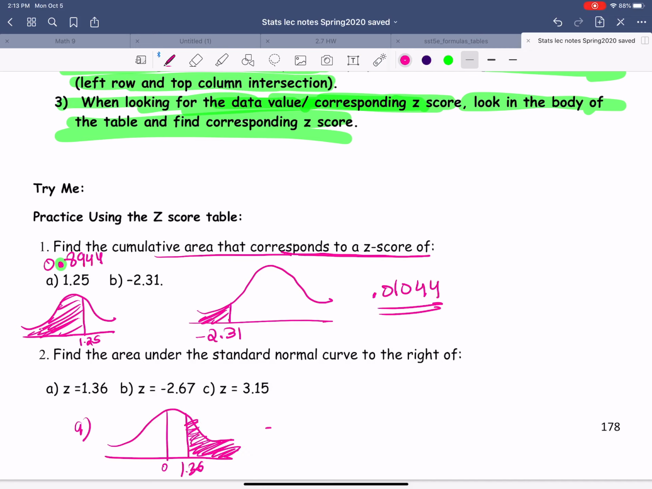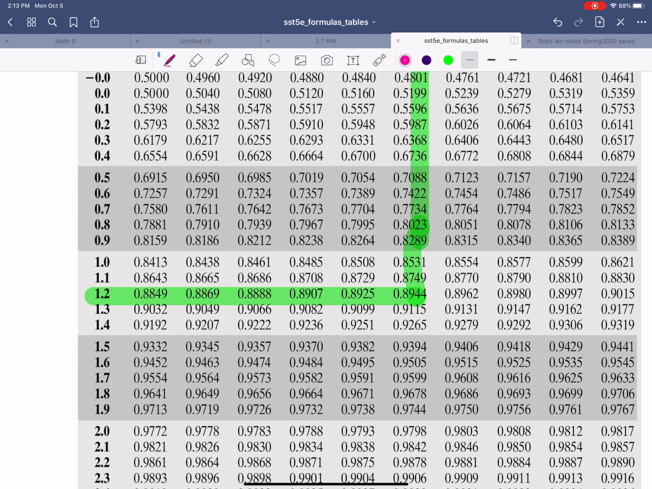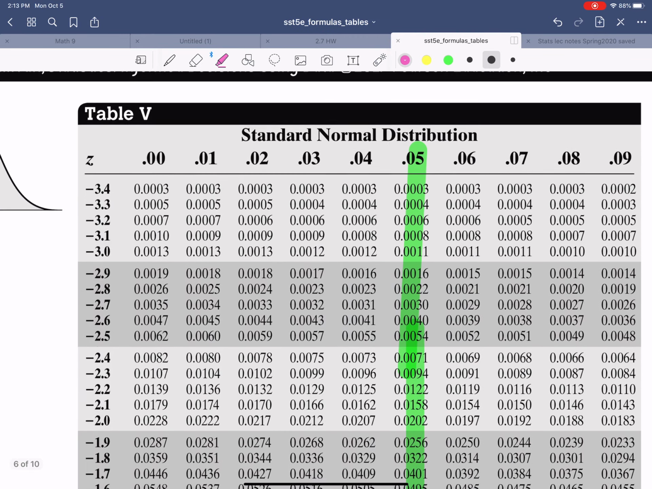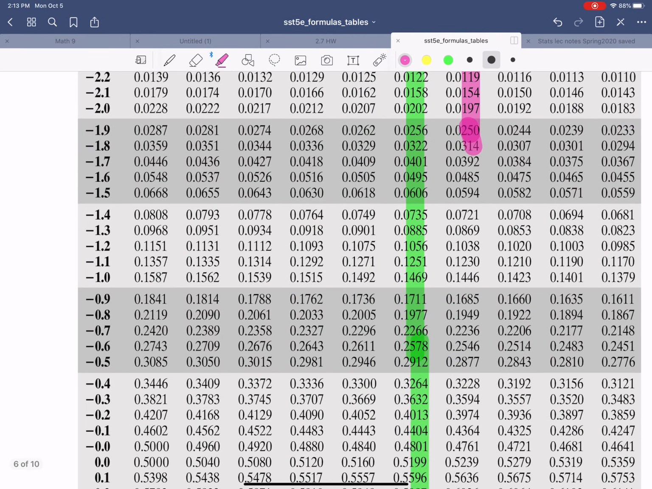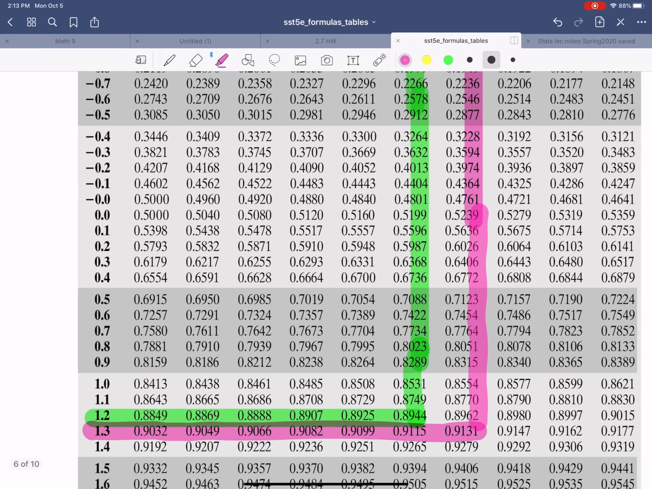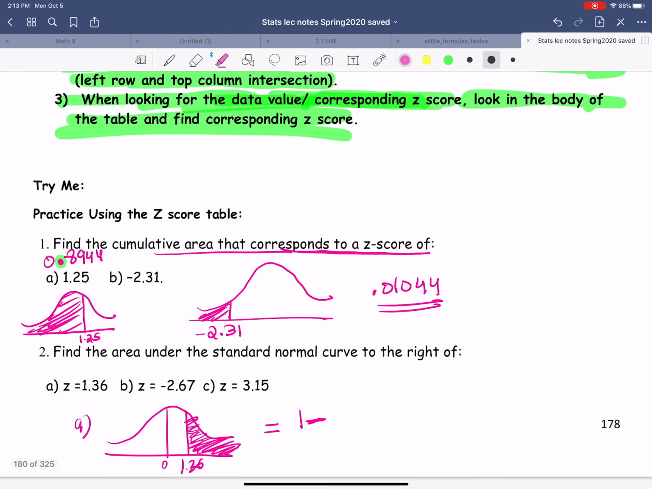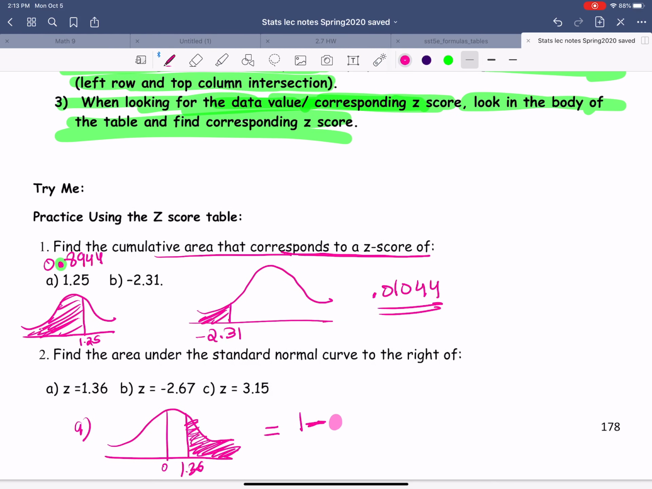Remember, my table does not give me area to the right, but instead it gives me area to the left. So whatever I get from the table, I have to do 1 minus that number. Let's look at the table for 1.36. Let me get a different colored highlighter. 1.36 looks like 0.9131, and I have to do 1 minus this number because this is the area to the left.